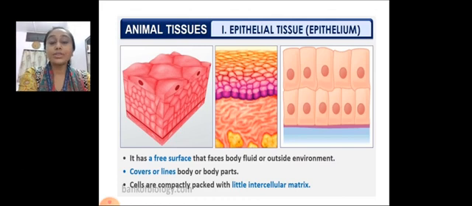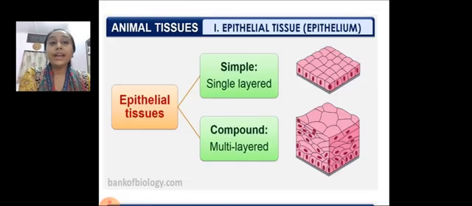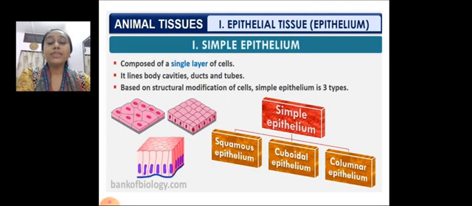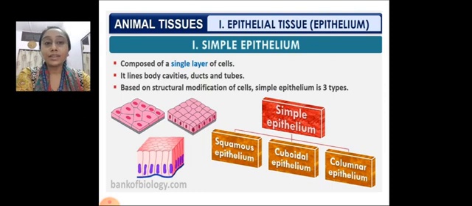That epithelial tissue has a free surface, they mainly line the body parts, and they are compactly arranged cells with very less intercellular matrix. They lie on a basement membrane. Then we divided the epithelial tissue majorly into two types: simple, which is single layered epithelium, and compound epithelium, which is multi-layered. Right? Then we started studying the characteristics of simple epithelium.